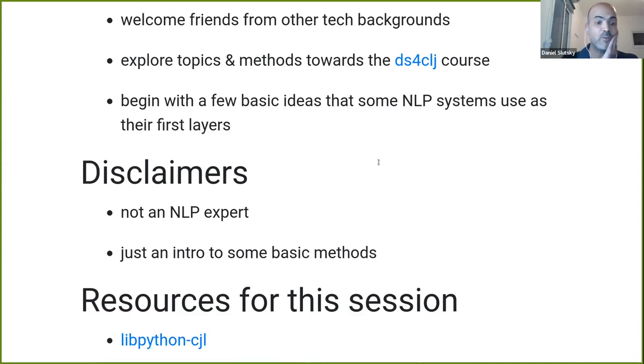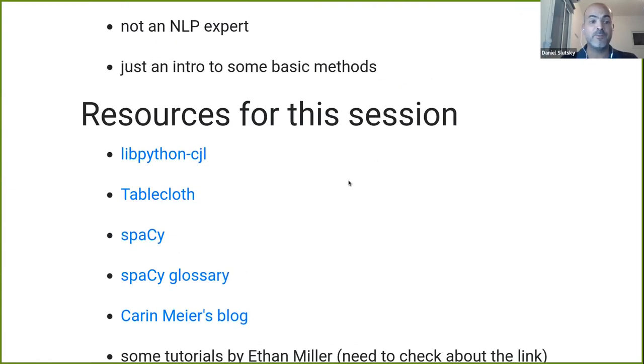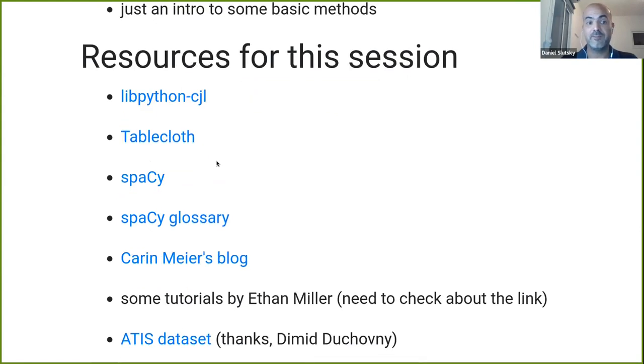And a few resources worth looking into. Libpython-clj, oh, sorry for the typo, is a bridge from Clojure to Python. We will use it today. Today and in other sessions, we will keep using Python libraries for this field of NLP, even though there are Clojure options and we will explore them too.